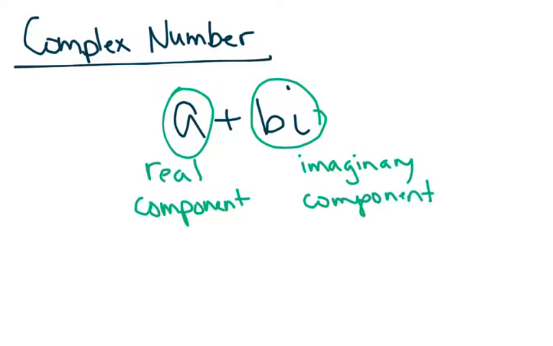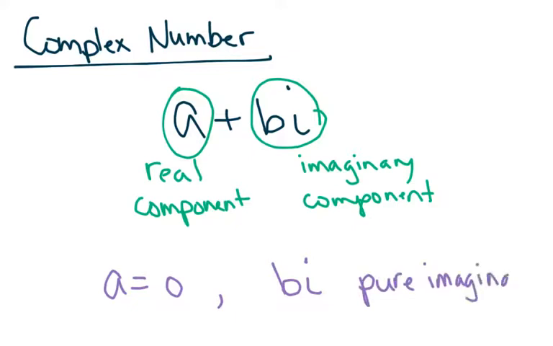If a is equal to 0, and you just have bi, this is called a pure imaginary number. A pure imaginary number is just one that does not have a real component. And sometimes you're going to be given a complex number that has a real and imaginary component, and sometimes you'll be given an imaginary number that's pure.